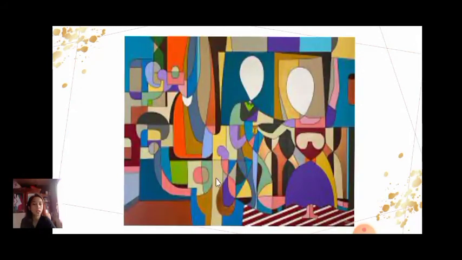Like this, for example. This one. It is related to the subject abstraction kay na siya pattern. Red, white, then napod siya shapes. Then the bright color. Some of it is bright color. So this one is an example of abstraction or a non-objective.